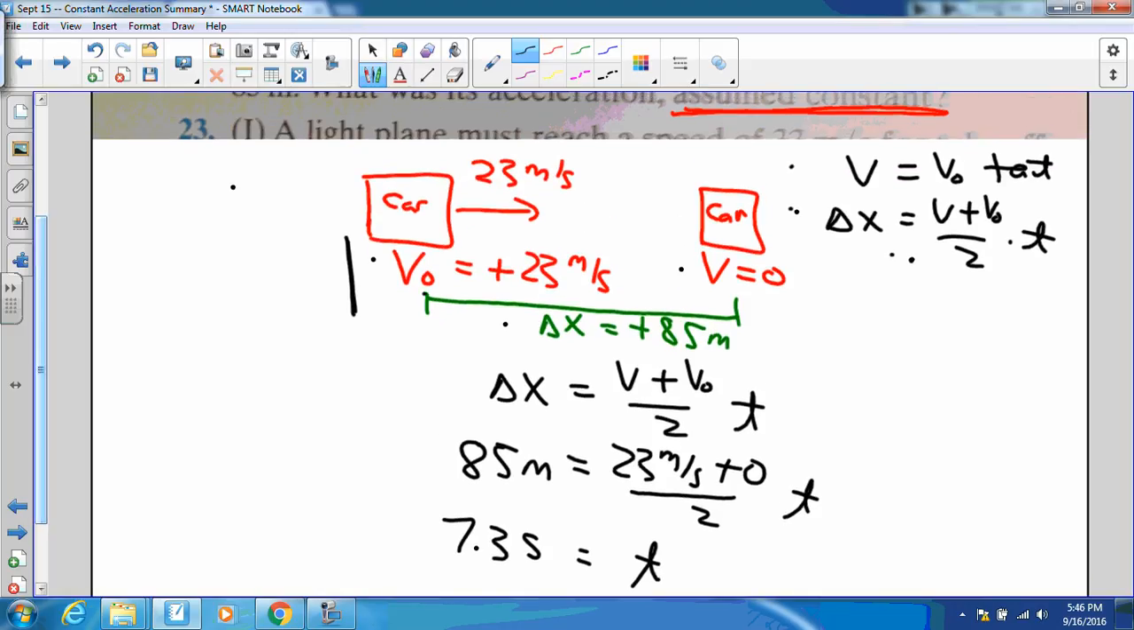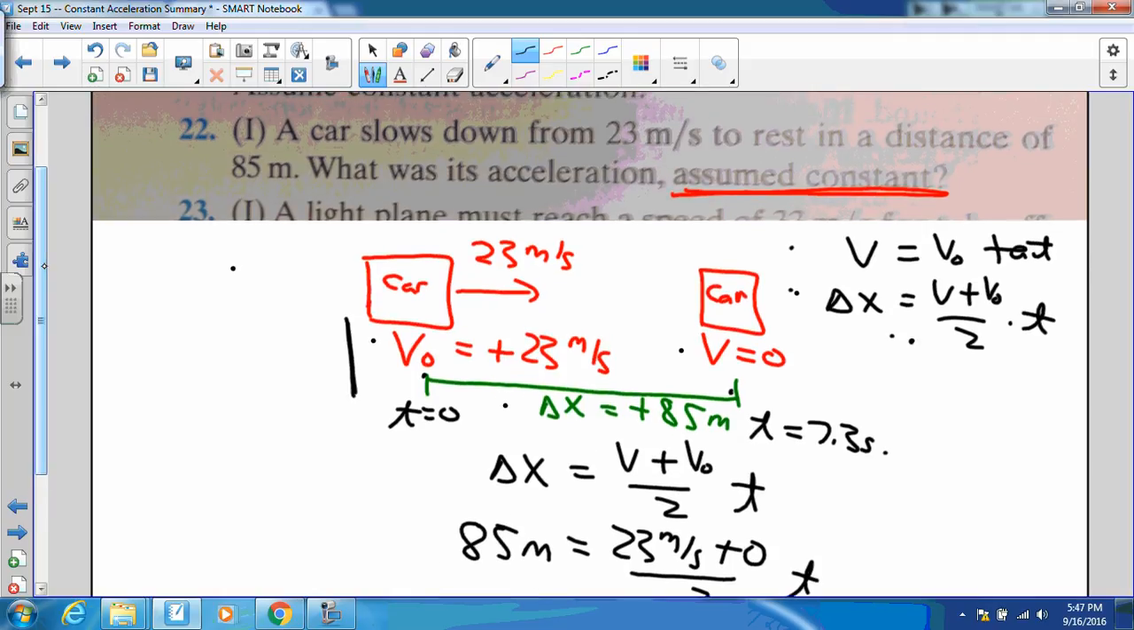This time means that it took me 7.3 seconds to get from here to here. We started at time t equals 0, and then time t hit 7.3. We had traveled 85 meters, and we had also slowed to a stop.